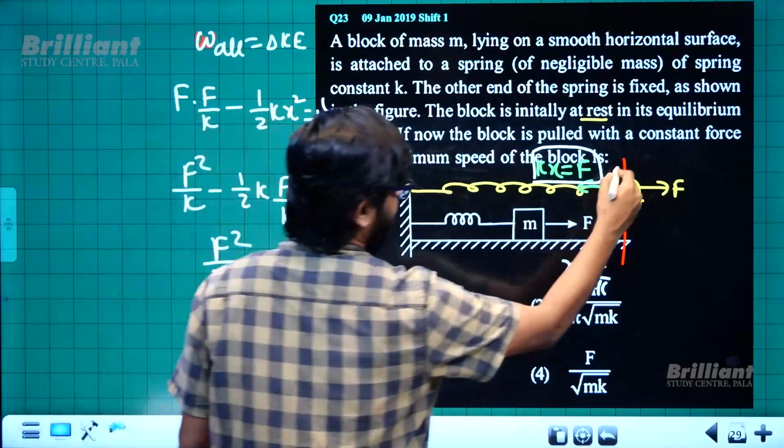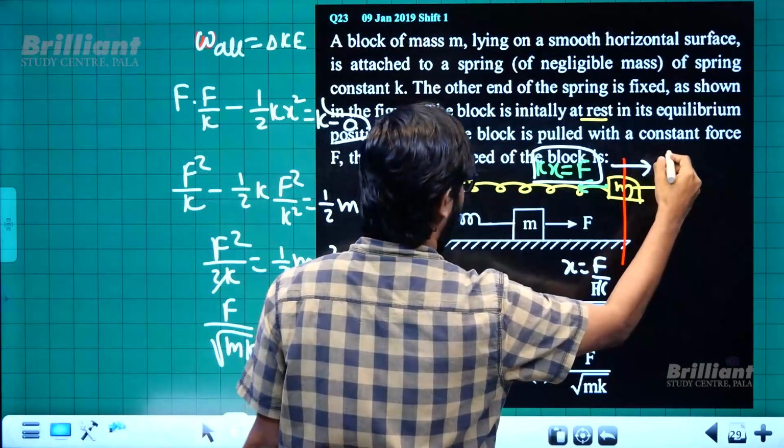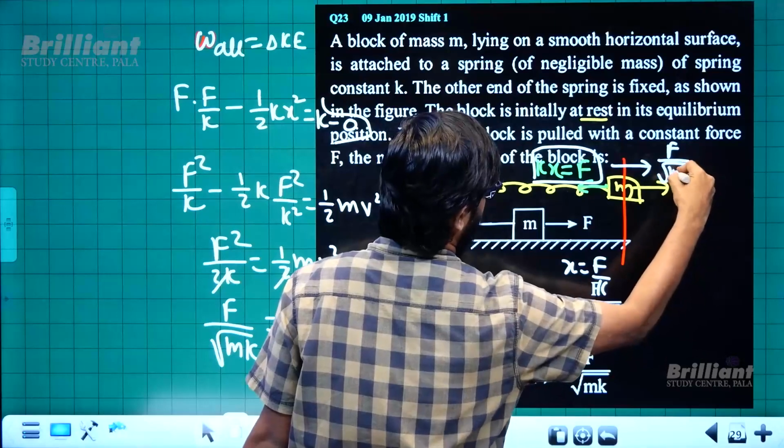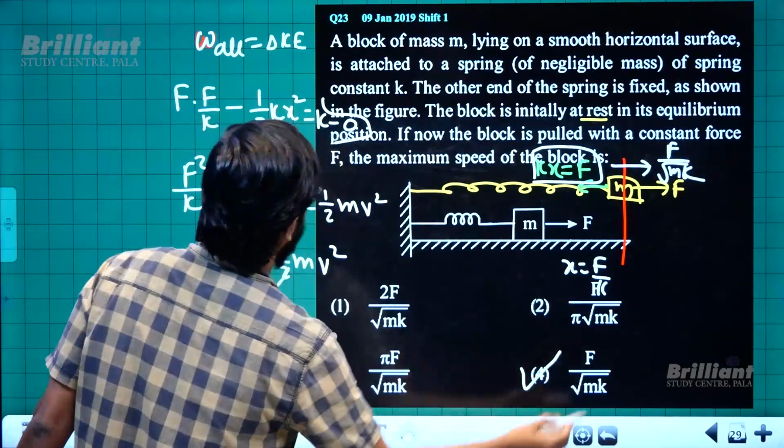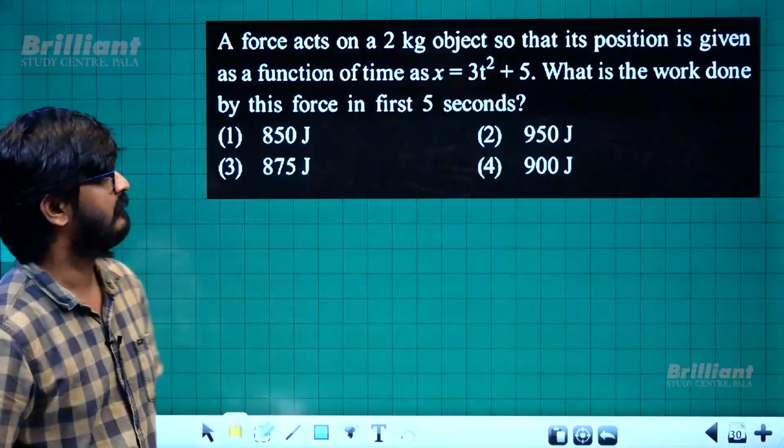That is the speed at this position which is maximum. How much is that maximum speed? F by root of m into k. Okay, we will be going with the next question.